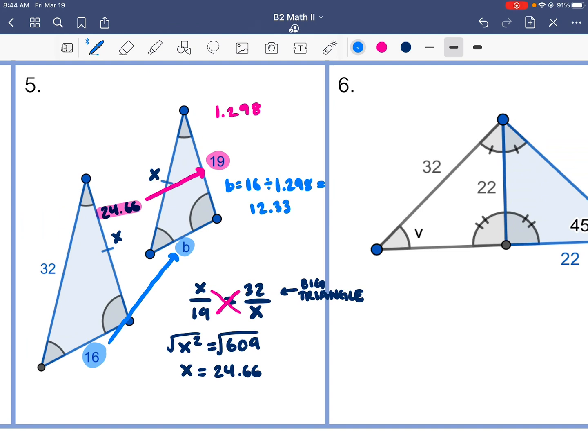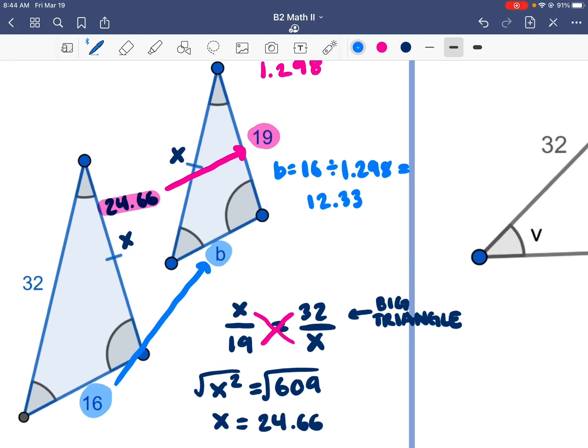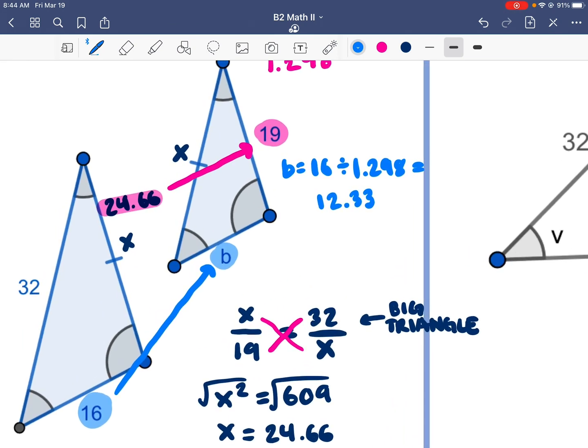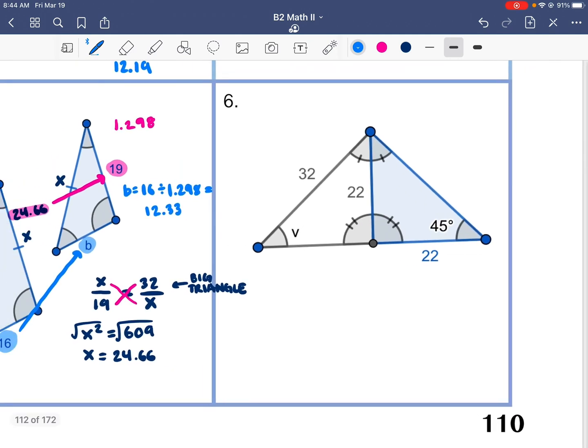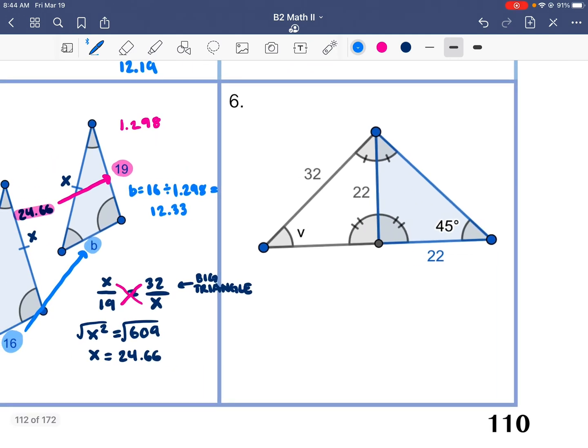So that one is a little bit more complicated. We had to set up a proportion there, and that only happens when you don't have any sides that are corresponding that you know what the value is. Because otherwise, normally you can just find the scale factor, but that one was different because we didn't have two sides that corresponded.